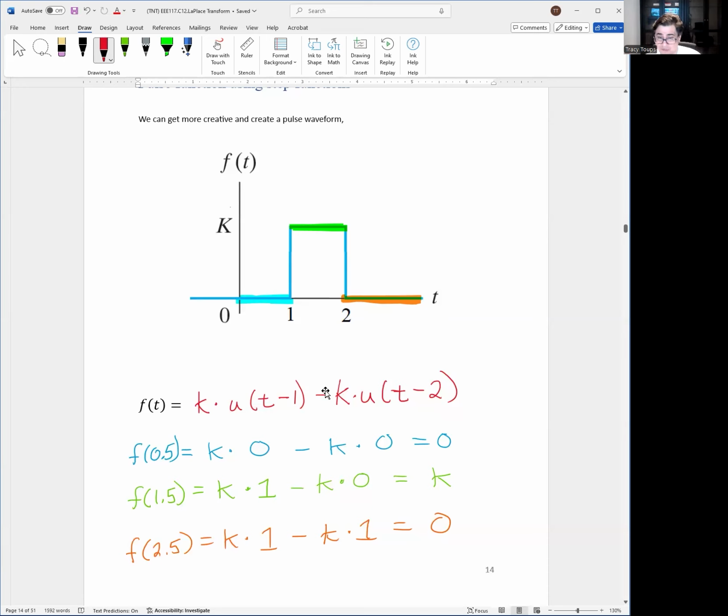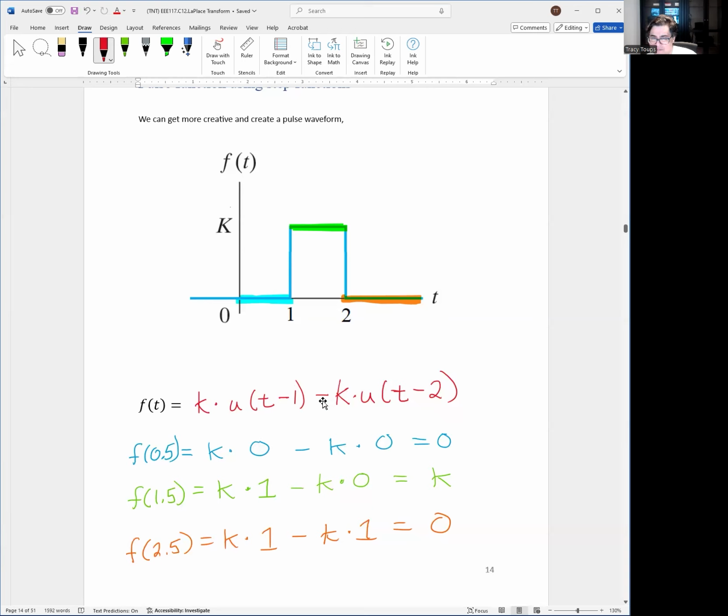Now let's go step by step and see how it cancels. So let's look at the blue part, the light blue. And somewhere between 0 and 1, let's put t equals 0.5. So t equals 0.5 seconds. Let's analyze what this equation does. Well, it's k times u of t minus 1. So if t is 0.5, then 0.5 minus 1 is a net negative 0.5. So the step function turns off.